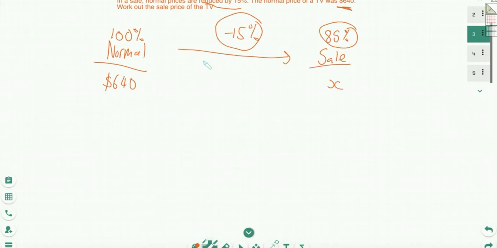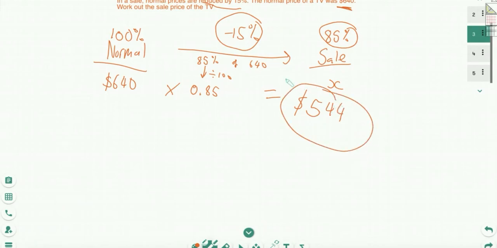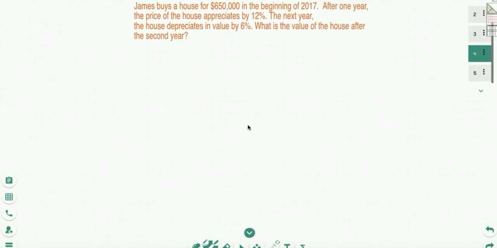So we need to find 85% of 640. All right, 85% into a decimal, we divide it by 100 is 0.85. So 640 times 0.85 should give us our sale price. And what's that going to give us? 544. We are going to pay $544 for the TV once we get the sale price. All right, guys, next question.